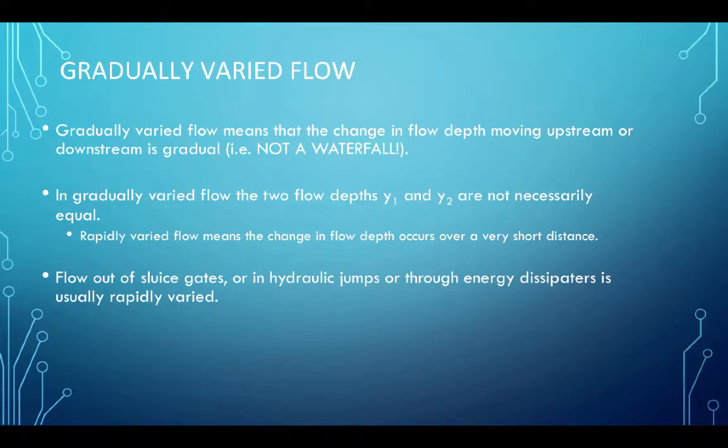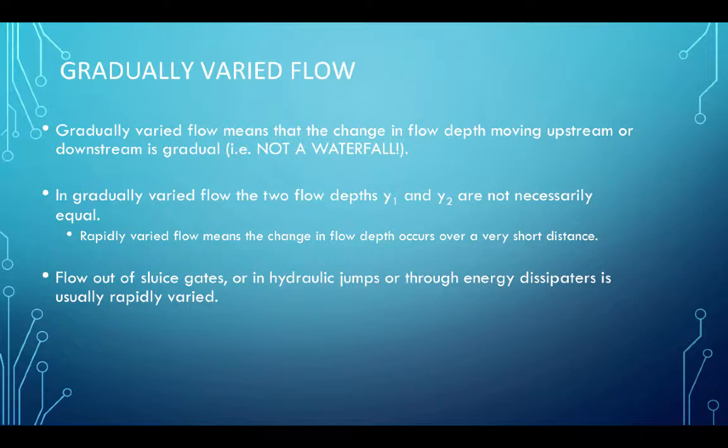Gradually varied flow, on the other hand, means that the change in flow depth moving upstream or downstream is non-zero, means that y1 and y2 are not necessarily the same, and it's gradual in terms of distance. In other words, a waterfall is not a gradually varied flow situation. But the long run-up to the edge of a waterfall very well could be a gradually varied flow situation. In gradually varied flow, the two flow depths, y1 and y2, are not necessarily equal.